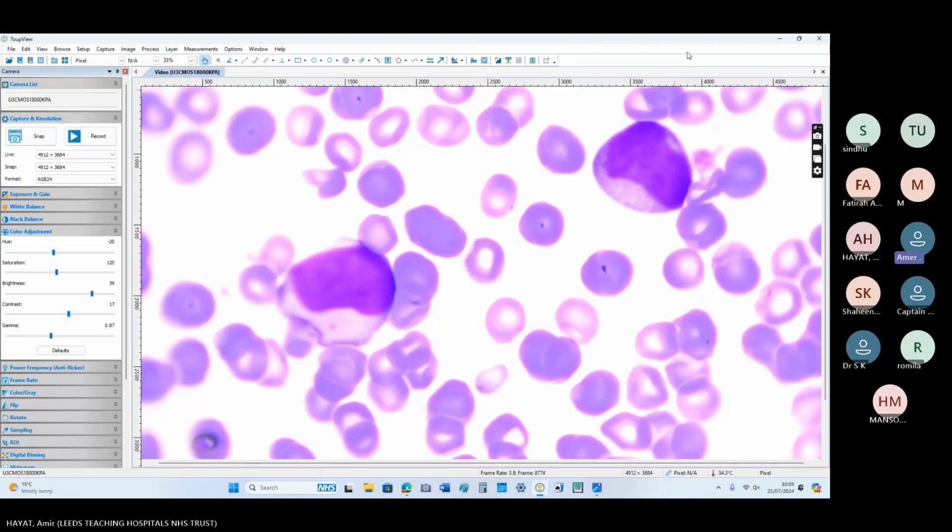Is there any blast cutoff for Ven-Aza or not? I think 30%, because a hypomethylating agent can be given for up to 30% blast. If you are giving azacitidine monotherapy, then the blast should be less than 30%. So for Ven-Aza, you have the option.